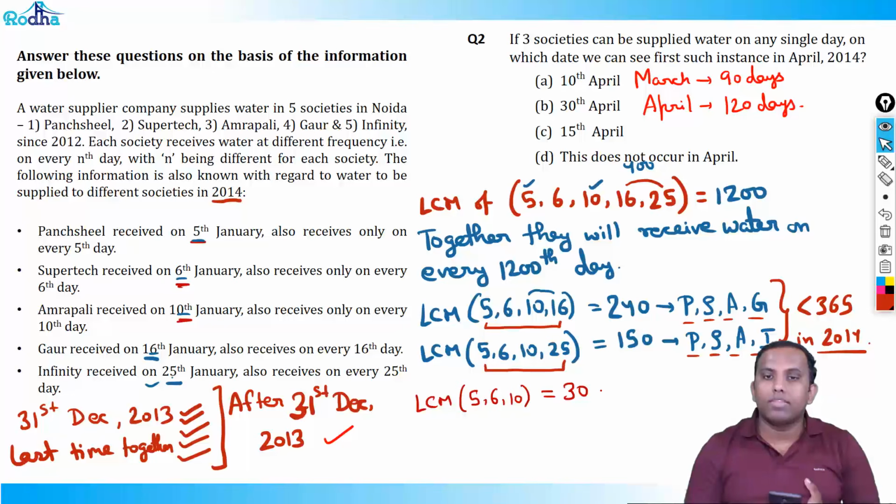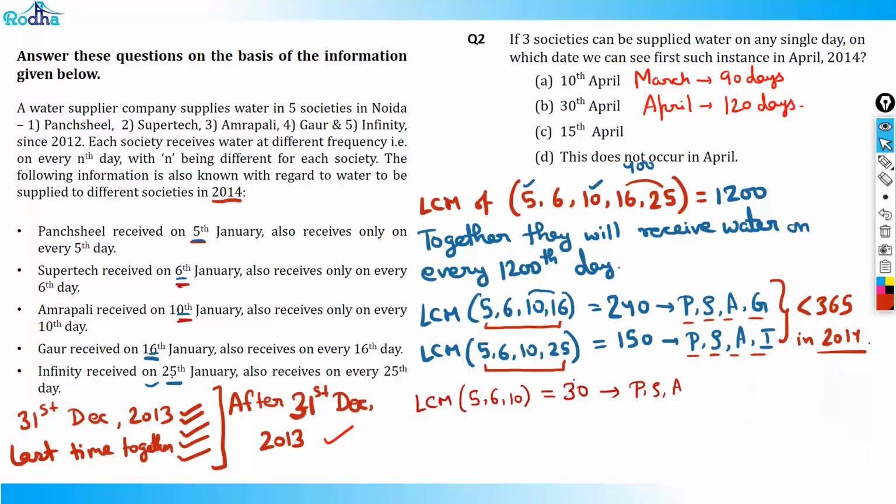That means for these 3 societies, what are these 3 societies? Panchsheel, Supertech and Amrapali receive water on every 30th day, right? Take another LCM with small numbers. Obviously, don't combine 25 and 16, for the same reason. If you combine 25 and 16 in a single bracket, their LCM will be 400, right? LCM of 5, 16 and 25 will be 400, right?